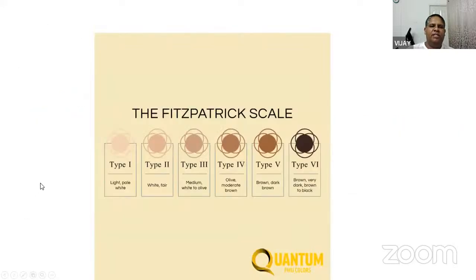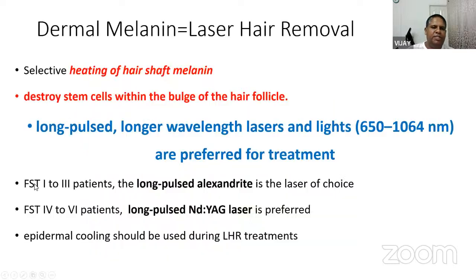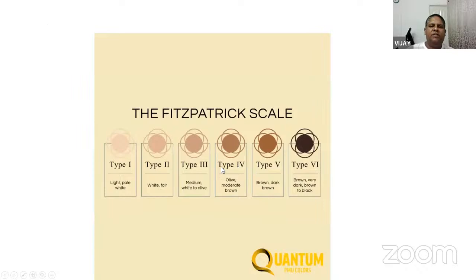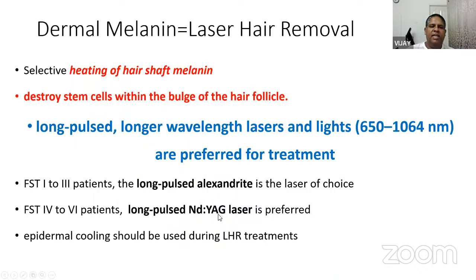Out of these, it depends on the skin condition of the patient, which is called the Fitzpatrick scale. If the skin type of the patient is 1 to 3, alexandrite is the treatment of choice. If the skin type is 4 to 6, then neodymium YAG is preferred. Whatever said and done, after laser hair treatment, epidermal cooling is a must.